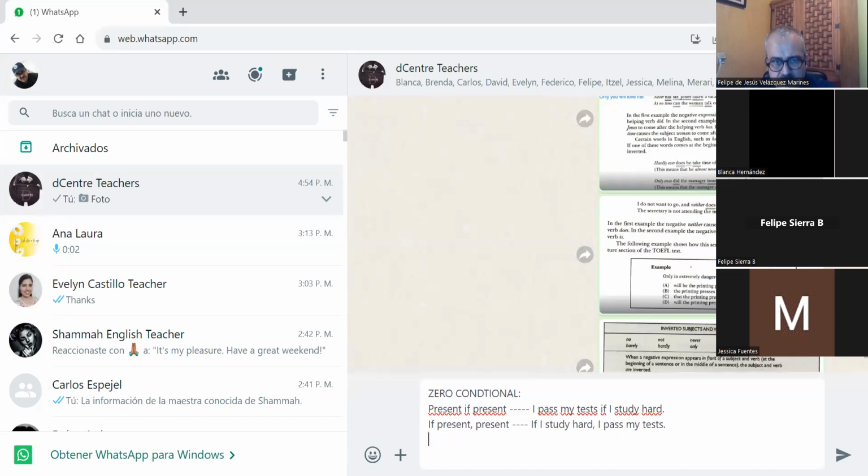Then what is the inversion? The inversion is to eliminate if because if sounds weak. If I study hard. So what do you have to do? Eliminate if and use should. Should I study hard? Yes, should I study hard? Like a question, no? Auxiliary, subject, verb, but it's not a question. Should I study hard? I pass my tests. Okay, this is for zero conditional.